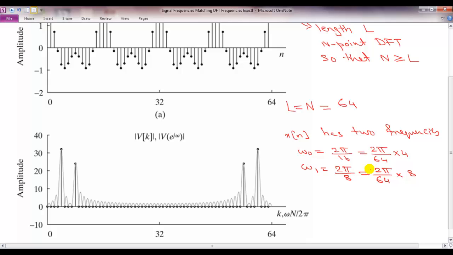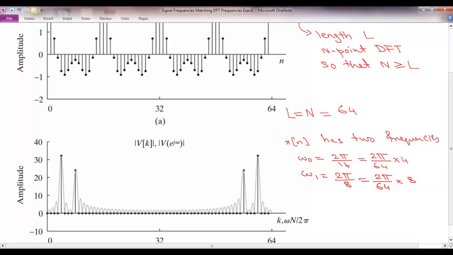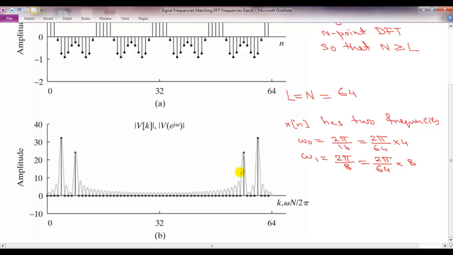Because windowing makes a convolution of the spectrum of your signal with the window's spectrum. So if you do the convolution, what you get is this envelope. If you look at this envelope, it is the DTFT V of e to the j omega. Okay, this outer envelope that you see. This is the time domain signal, and this is its DTFT.